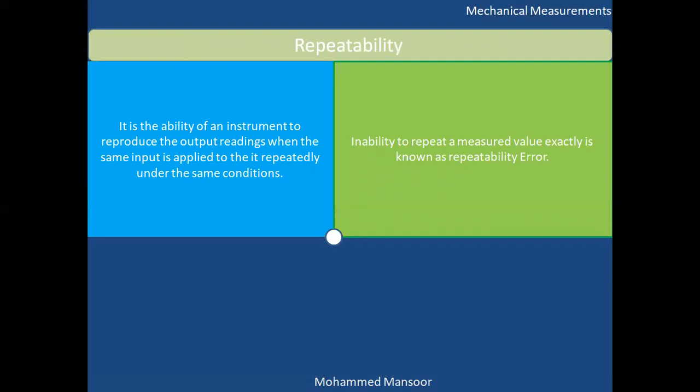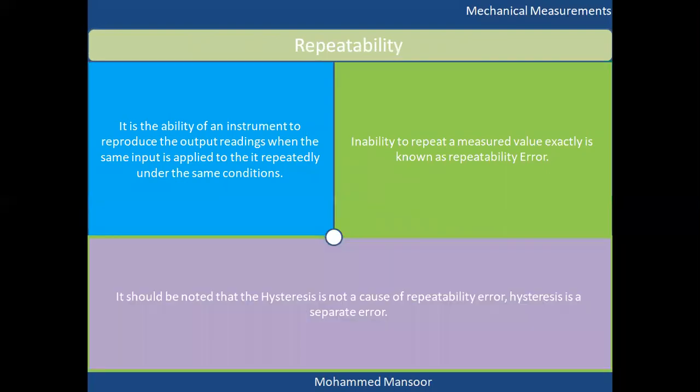Inability to repeat a measured value exactly is known as the repeatability error. If the instrument is not able to give the repeated values, then we regard it as an error in the repeatability. It should be noted that hysteresis is not a cause of repeatability error. Hysteresis will not affect the repeatability error; it is a separate error. We cannot include it in this repeatability error.